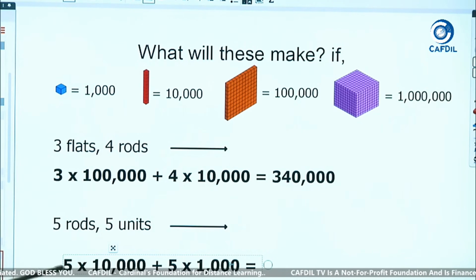So learners, 5 times 10,000, 5 of 10,000 will give us 50,000, plus 5 times 1,000. If you have 1,000, 1,000, so 5 of the units will give us 5,000. So when we add 50,000 to 5,000, the results will be 55,000 and we are good to go.